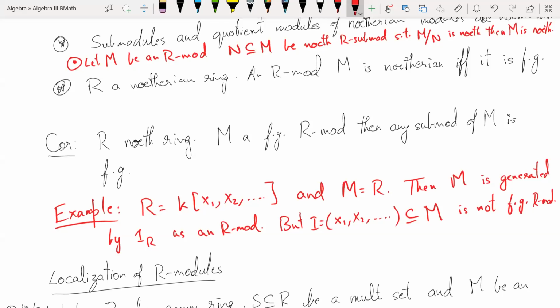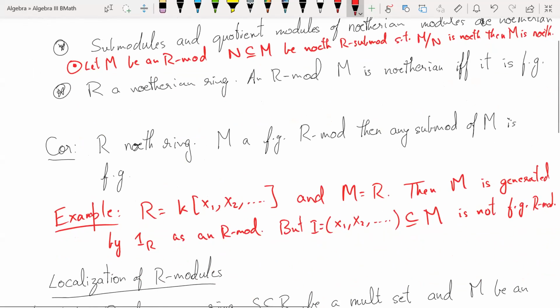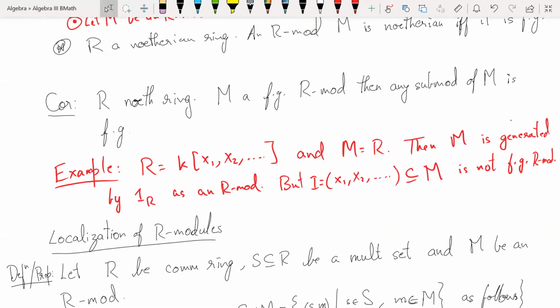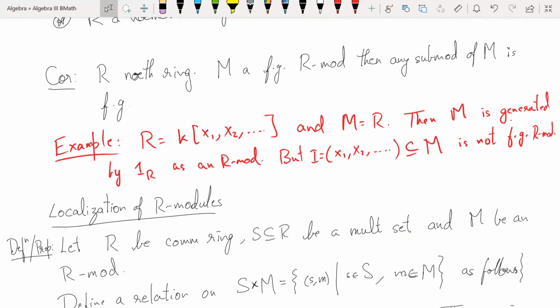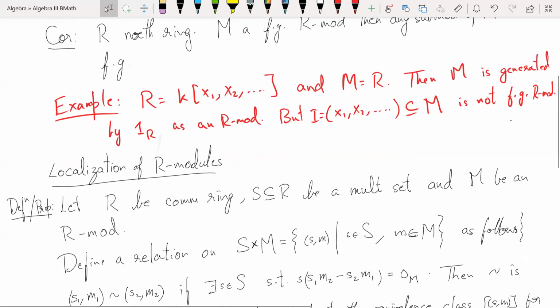Okay, so now today we'll learn about localization of modules. Just as Noetherian modules were an analog of Noetherian rings, in module setup, localization of R modules is also similarly an analog of localization of rings. The definitions are very parallel, and we'll see the definition and some examples.